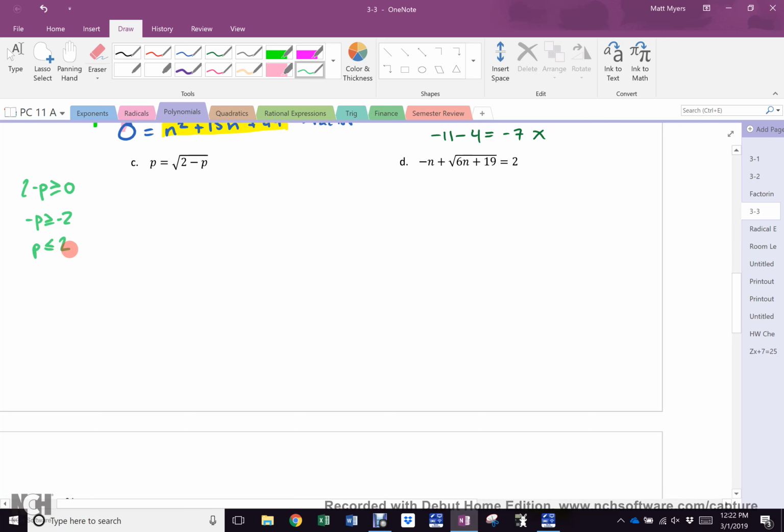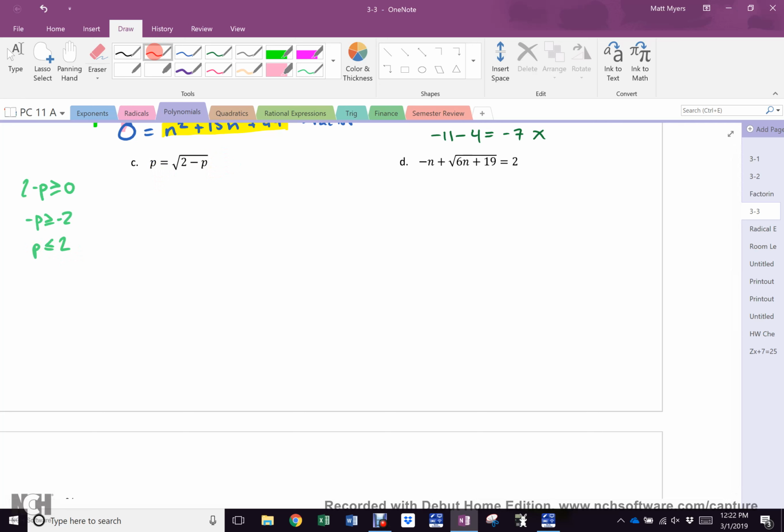Everyone okay? Now, what does that mean? This is what Avneet was just asking about. If I do all my work over here and I get any p that is greater than 2, do I even need to check it? No, because it's not allowed. All right. So I'm going straight to red ink.